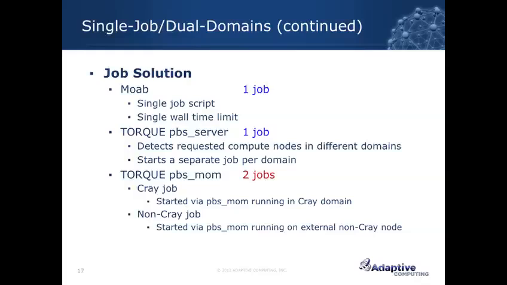So under the covers, we are breaking it apart, but really we're trying to stitch those things together and keep them together so that things don't get out of sync and out of whack. So the Cray job is started using the PBS mom inside the Cray domain, and then the non-Cray job obviously starts in the external node.